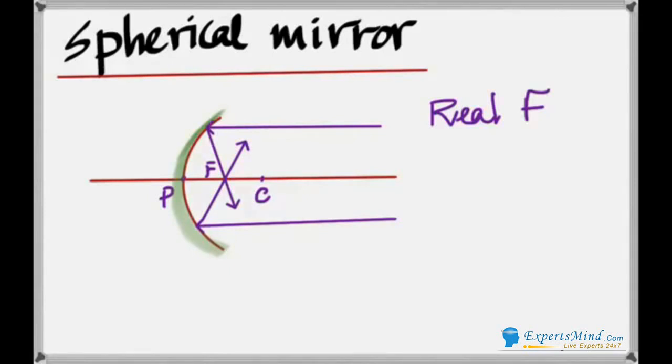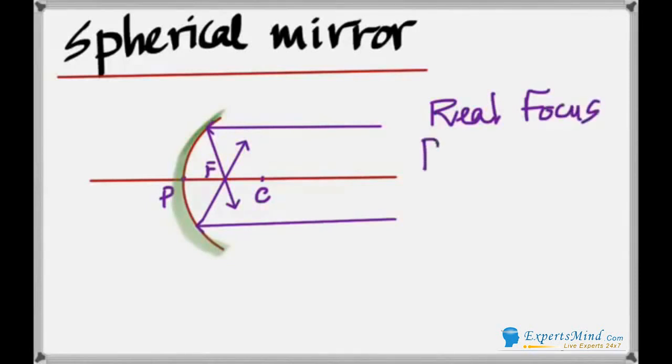Is this a real focus or a virtual focus? Are the rays actually intersecting? Yes, it's a real focus. Real focus is taken as positive. All real distances are taken as positive in calculations. I told you. So a concave mirror has a positive focal length. So in a problem when you read it's a concave mirror, 15 centimeters, you're going to say F is plus 15 because it's real.